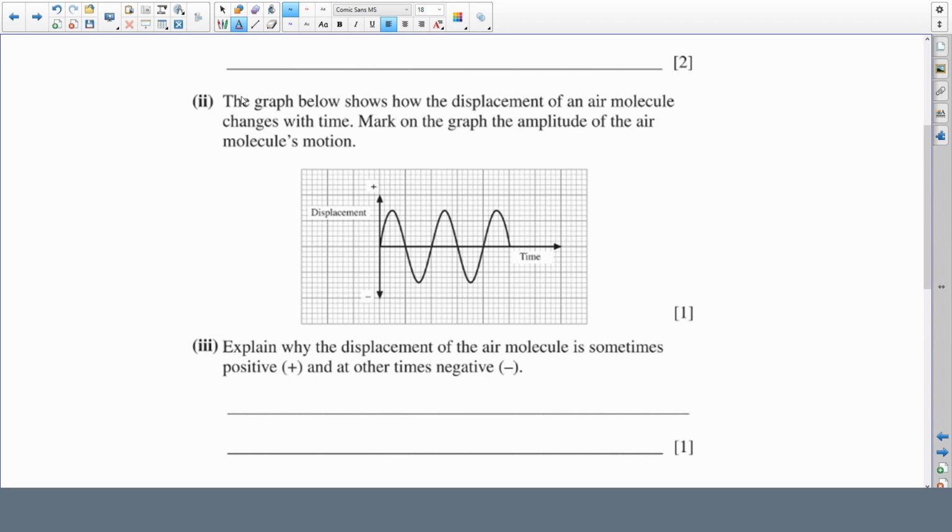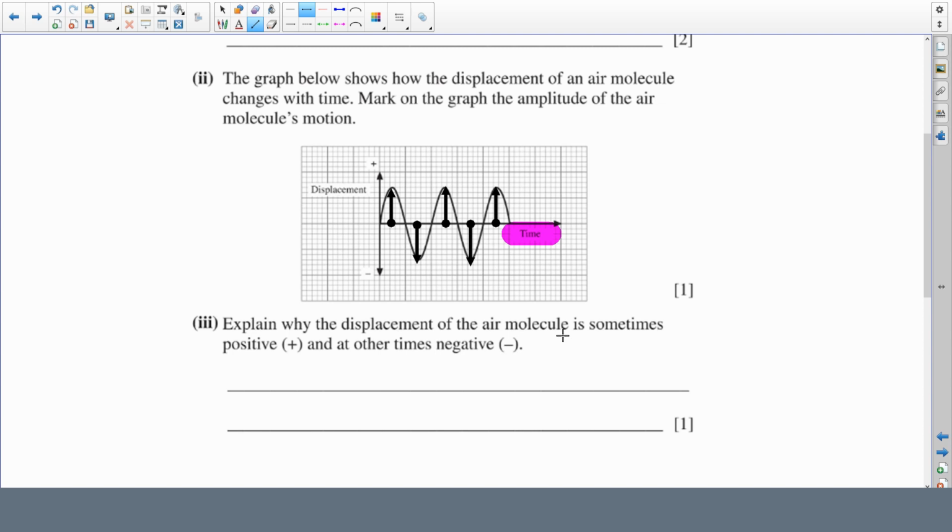Okay, we have a graph below now. Love graphs. So the graph below shows how the displacement of an air molecule changes with time. So just a single molecule, so we're looking at time on this axis, so I'm immediately getting a little bit suspicious that we're going to be looking for frequencies, or we're going to be doing some cool stuff there. Okay, mark on the graph the amplitude of the air molecule's motion. Oh, amplitude, right, that's straightforward enough. Is your distance from the rest position along here up to a maximum, or your distance from a rest position down to a minimum. So that's an amplitude. So any one of these lines that I'm drawing right now will work for a mark. You don't have to draw them all, just any one of them.